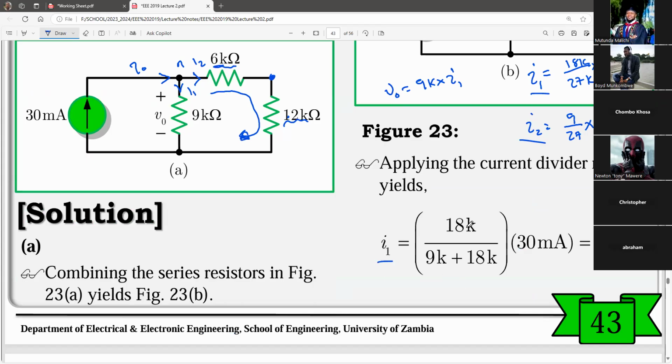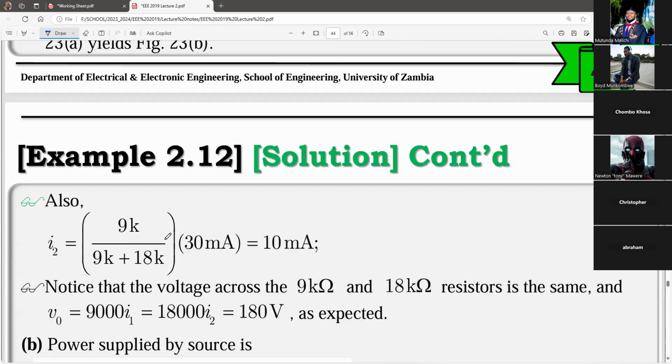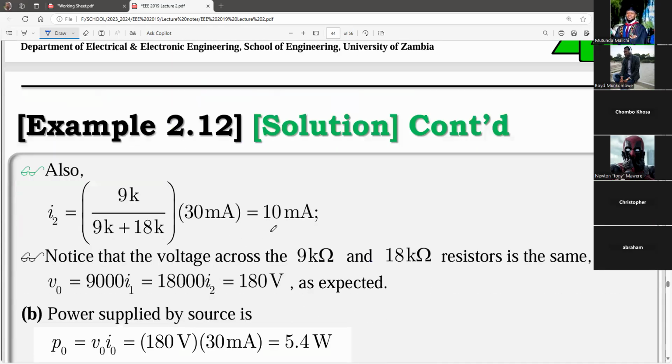I1, this is what I was trying to say: 18 over 9 plus 18, this is the one. When you add this, it should give you 27. So that, you get 10 milliamps. Okay?